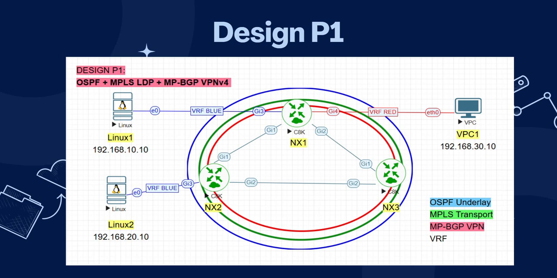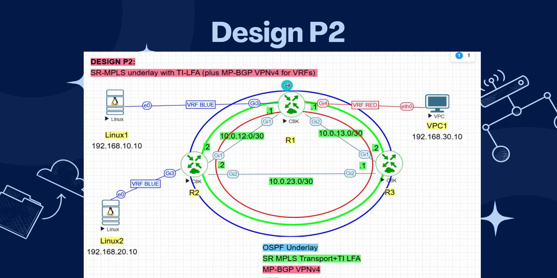But in this case, by using design P1, we don't have to configure all the VRFs on all the routers or switches. The transport layer uses MPLS, so we are using label switching. In this case, we are using LDP, and it differs from design P2. In design P2, we are using SR-MPLS. It's basically the same as MPLS technology, but with a different methodology.